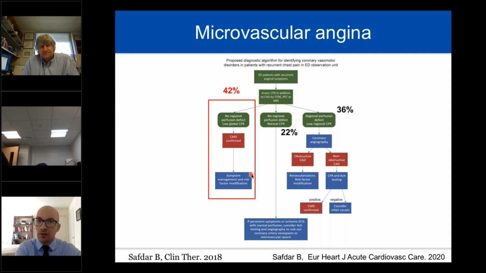And we have performed a study investigating 200 patients presenting to our emergency room, to the chest pain center, and we found in these 200 patients, 42% made the diagnosis of microvascular disease. So quite a substantial number out of the 200 patients. 36% of patients had epicardial disease, and 22% of the patients had no regional perfusion defect and normal flow reserve.